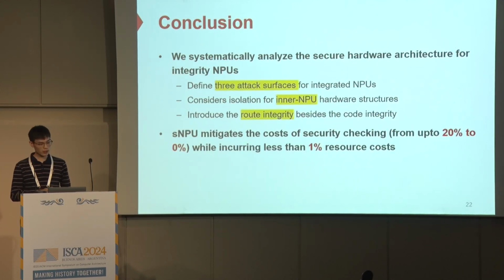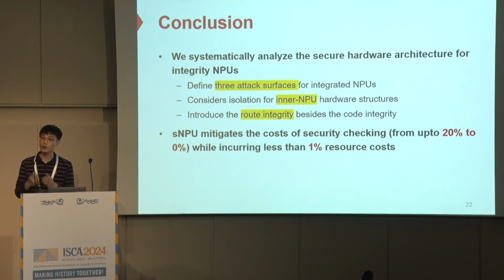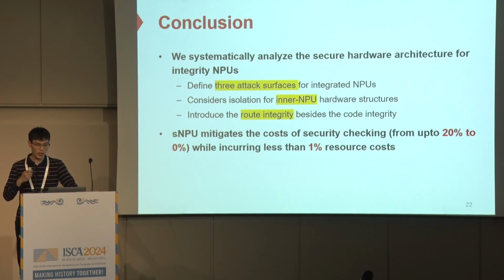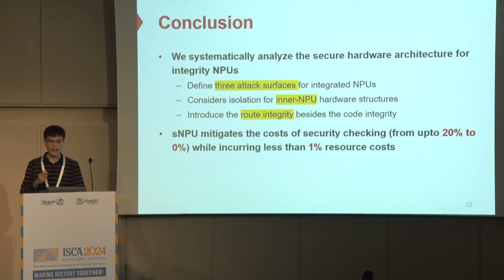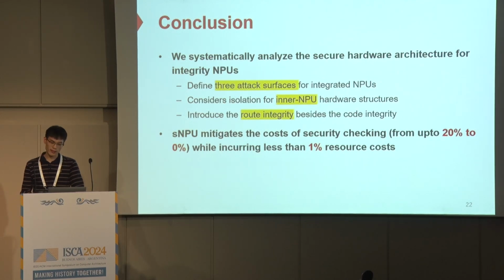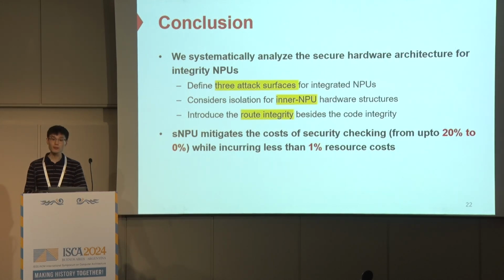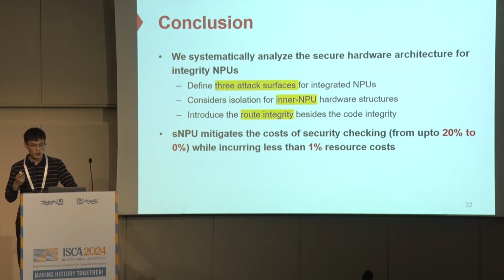Now let's conclude our work. In this paper, we systematically analyze the secure hardware architectures for integrated NPUs. We define 3 attack surfaces for integrated NPUs, and we are also the first work to consider the isolation for inner NPU hardware structures. Besides, we also figure out that a secure ML task should guarantee its root integrity besides the code integrity. sNPU reduces the cost of security checks from up to 20% to 0, incurring less than 1% hardware cost. Thank you for listening.